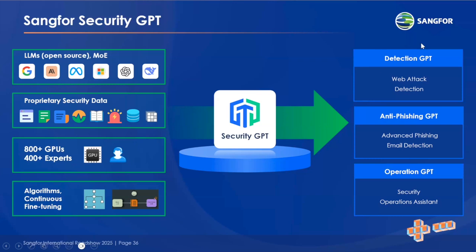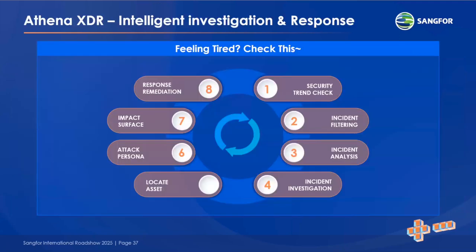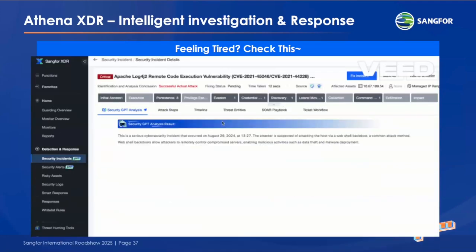So the first AI agent does the false positive handling. The second AI agent does the phishing email checking. And the third one gives you the visibility, does the parsing, and also detects, and with natural language will tell you what happens. So let me give you an example of what the operation GPT will tell you.